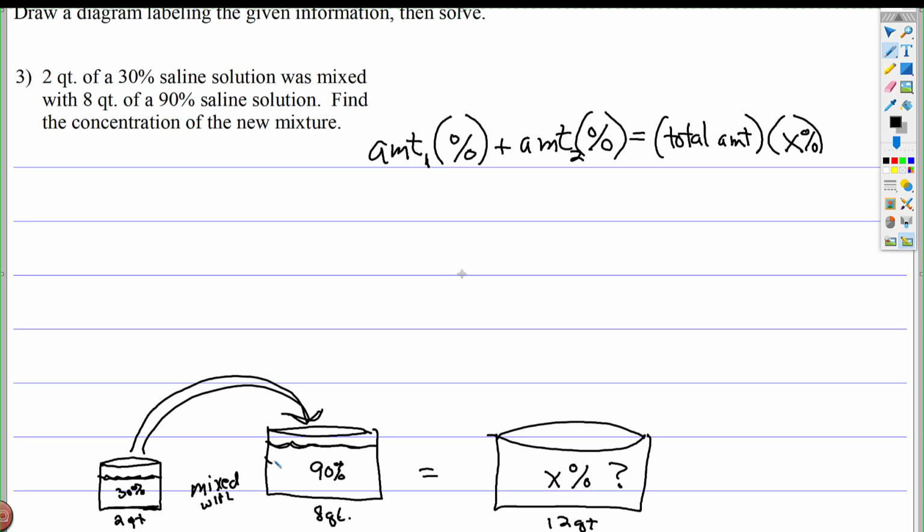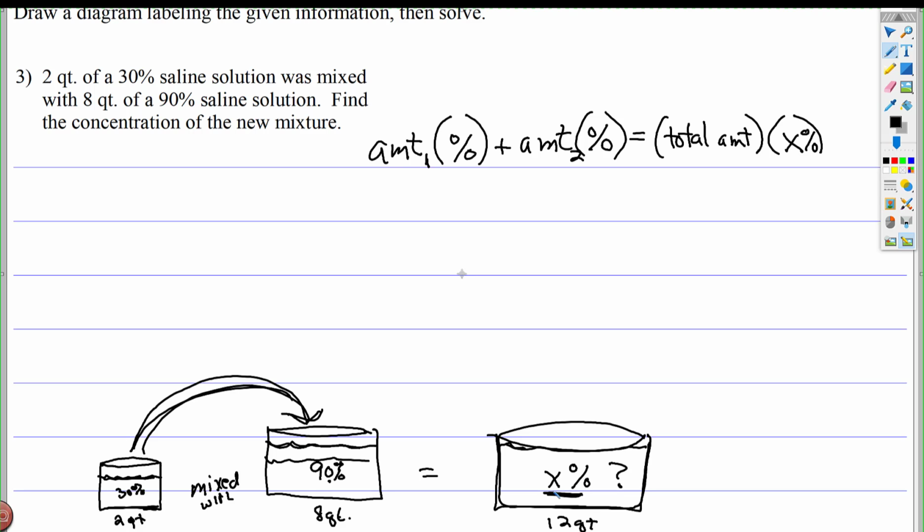And actually, I should have put this. So those two together, because it's so much, we're going to have to find a 12-quart. And it's going to go all the way to the top because there's going to be 12 quarts. But because this part is 30% and this part is 90%, we don't know what percent that will be.